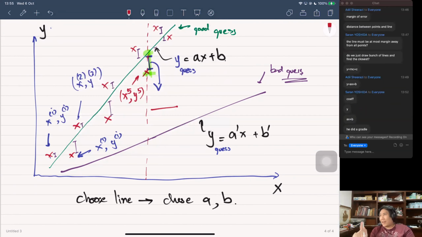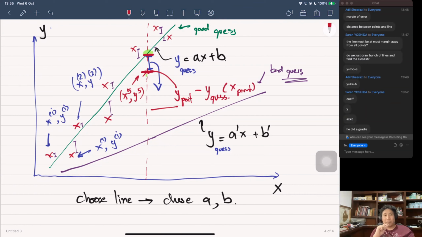Okay, let me tell you. Here's what you do. You take the y from the point you're interested in, minus the y that you guess. It's not any y: Y guess is a function of x, so you're taking the guess at the x of the point. That's how far off they are from each other. You subtract the two.